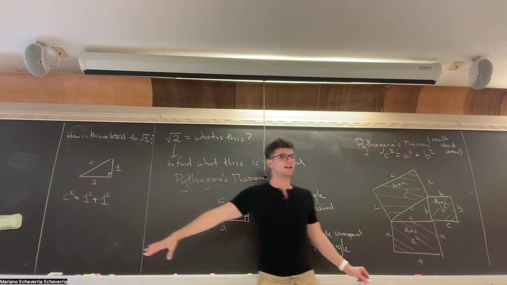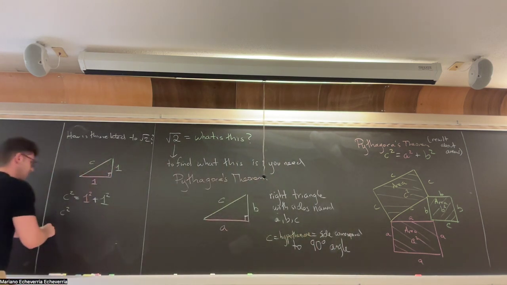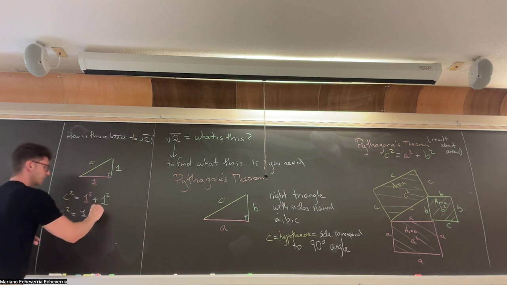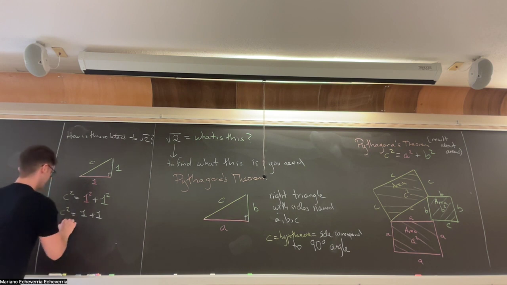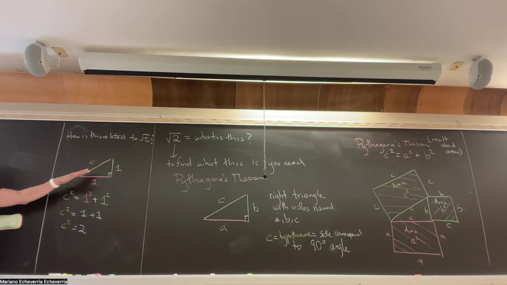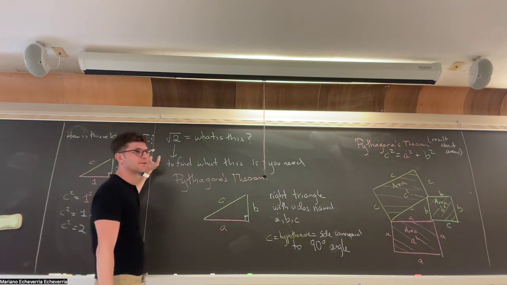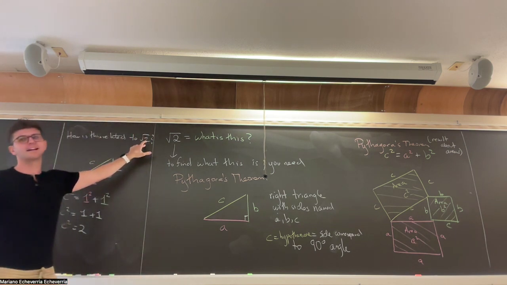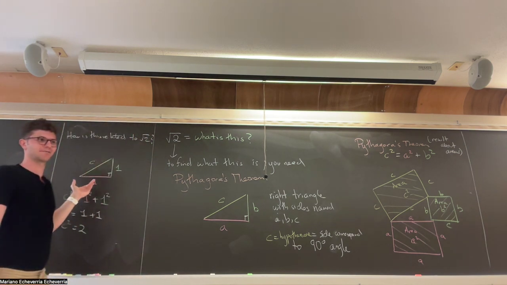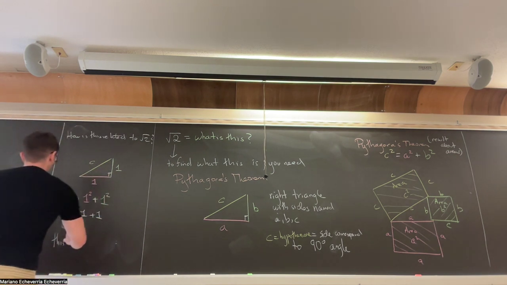Is someone familiar with that? C squared is just whatever that is, I don't know what that is yet, but what is one squared plus one squared? That's one plus one. And so interestingly enough, you end up finding that C squared equals 2. So whatever this length is, it is a length whose square gives you 2. And that is precisely what we referred to as the square root of 2 before. The square root of 2 is a number or a length whose square gives you 2, and that is precisely what you get here.